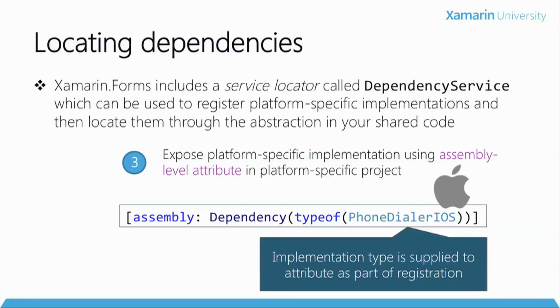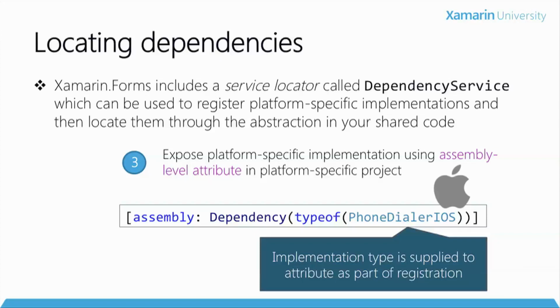Once we have the implementations in place, we must somehow advertise it. We must inform Xamarin.Forms saying, this is our implementation of a specific interface. In order to do that, we use the Dependency attribute. And we add this attribute at assembly level in our platform-specific code. So we use assembly: Dependency, and then we specify the type of the implementation. Here on iOS, that would be PhoneDialerIOS. On Android, it would be PhoneDialerAndroid.